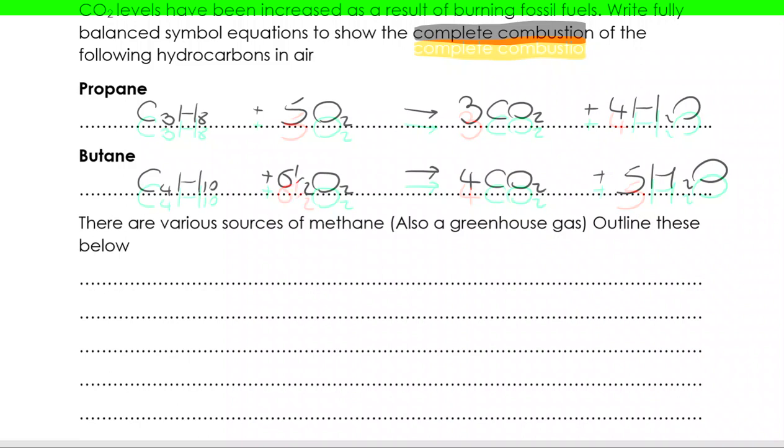There are various sources of methane. Now, we talk about carbon dioxide as a greenhouse gas. Methane is also.